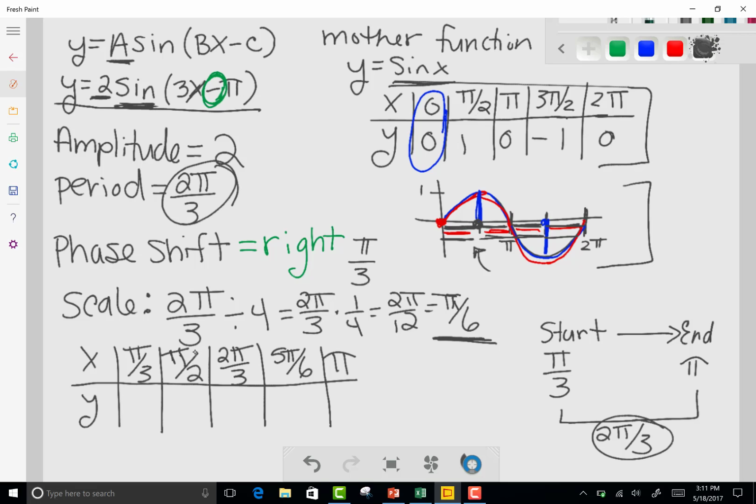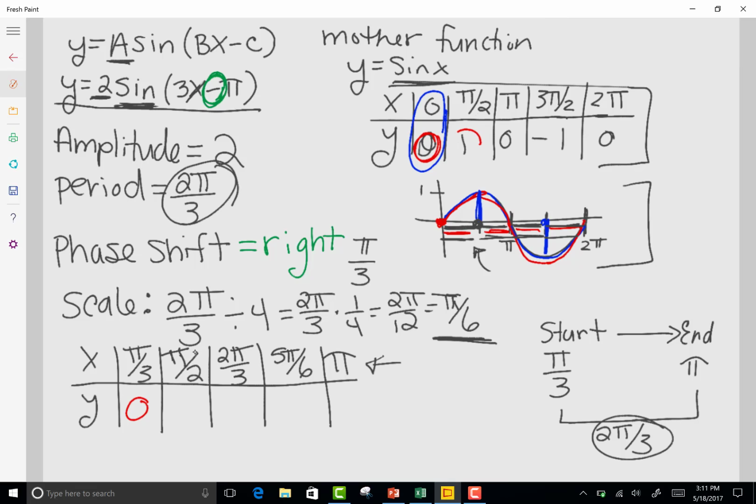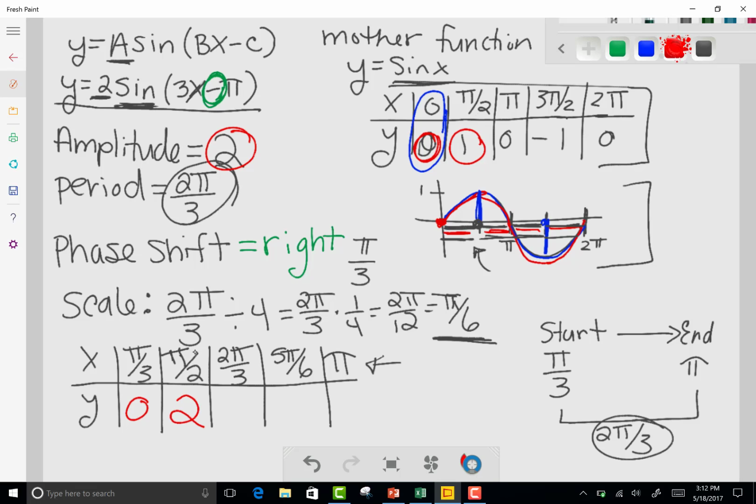So I found my key points for x, for my input. Now, for my output, they're almost always going to be the same as these, except for maybe the amplitude. So typically, we start at 0. The next key point is your maximum. Because I have an amplitude of 2 for my translated function, it's not going to go up to 1, it's going to go all the way up to 2. So at pi over 2 for my new function, I should have 2.